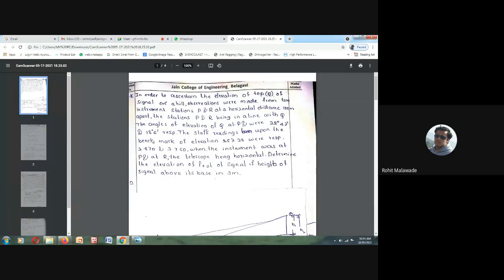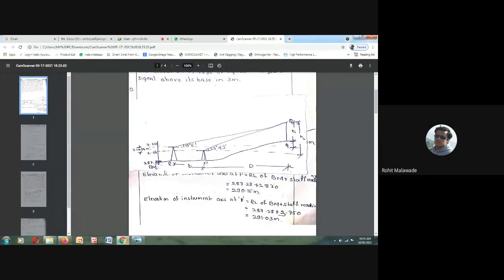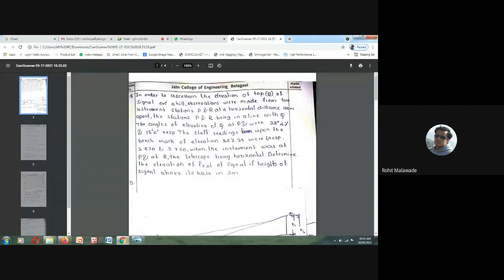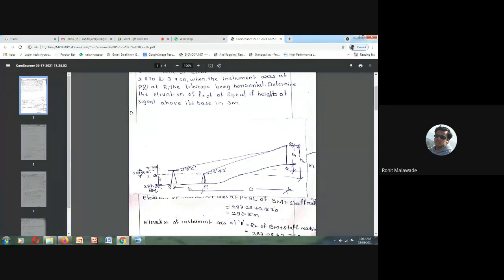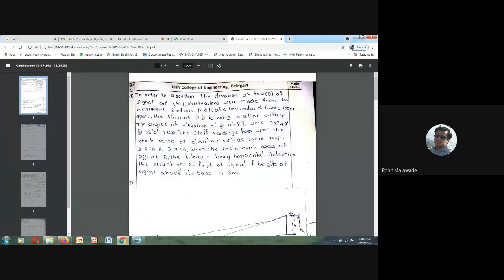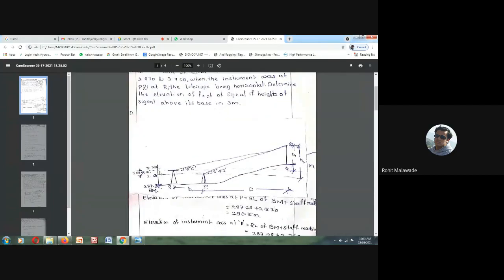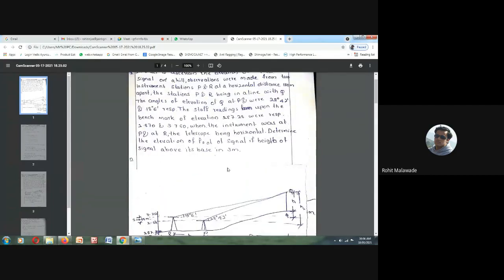The staff readings upon the benchmark elevation, right? The benchmark is 287.28, respectively. The staff reading was 2.870 for P, and for R it is 3.750.